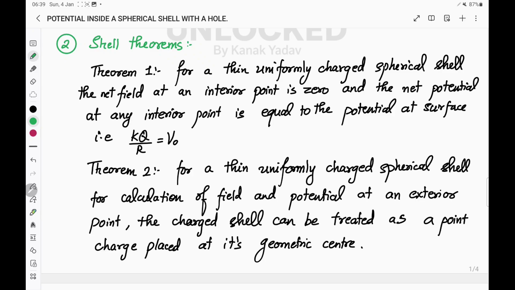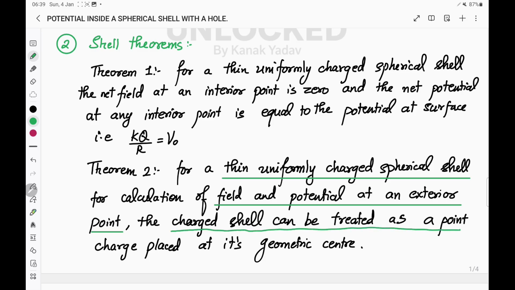The second shell theorem states that for a thin uniformly charged spherical shell, we can calculate the field and potential at an exterior point. Now this is very important. In theorem 1 we discussed the calculation of potential and field at an interior point. But in theorem 2 we are discussing the calculation of field and potential at an exterior point. So for all exterior points, you can treat the charged shell as a point charge placed at its geometric center.